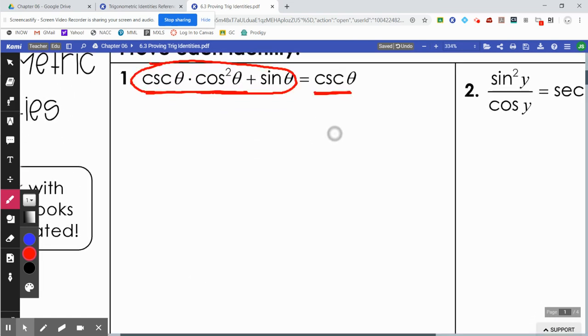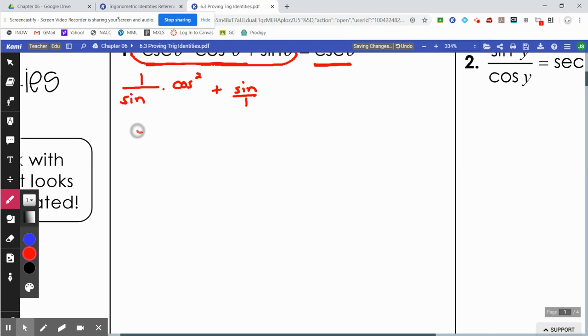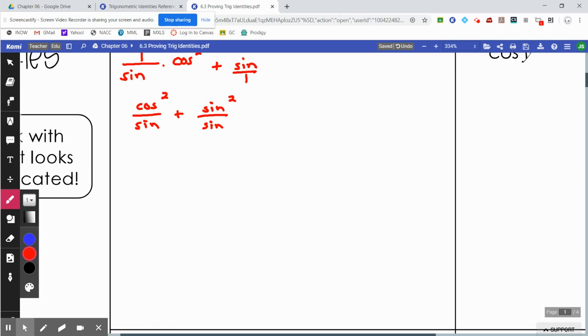So let's try that. So we have cosecant times cosine squared plus sine. So I'm going to turn first off cosecant into 1 over sine, and that's being multiplied by cosine squared, and we're going to add sine. So that's going to be cosine squared over sine plus sine over 1. Common denominator, we're going to multiply top and bottom over here by sine, so that's going to give me sine squared over sine, which I can now add the tops. That'll be cosine squared plus sine squared over sine.